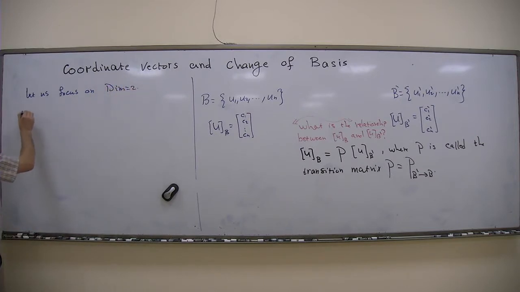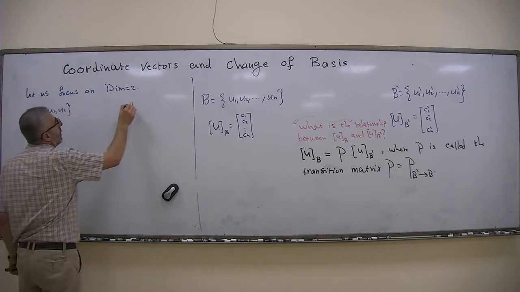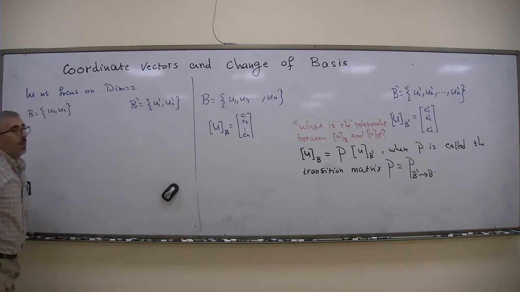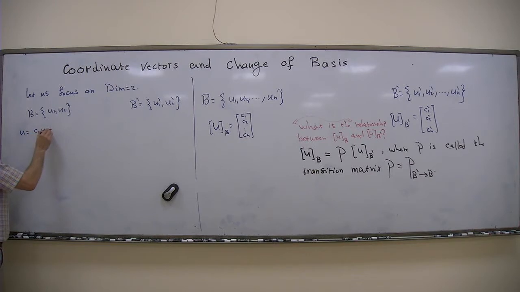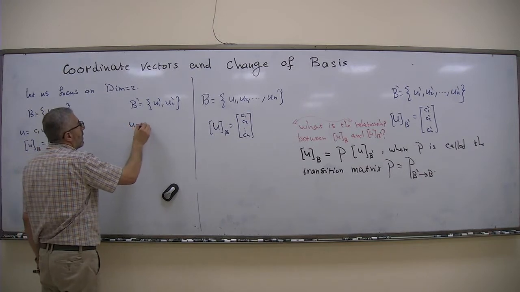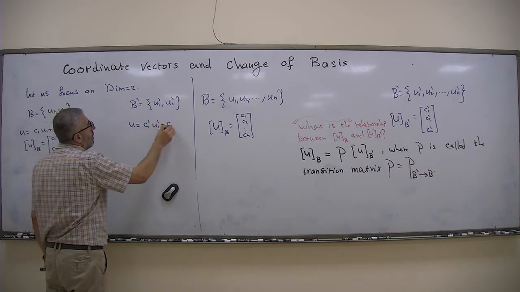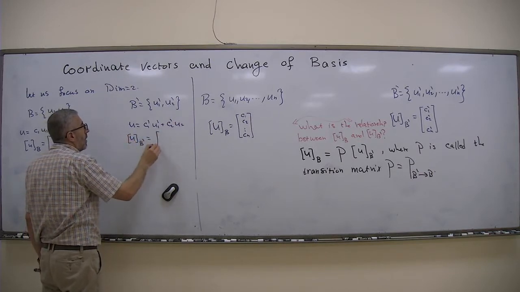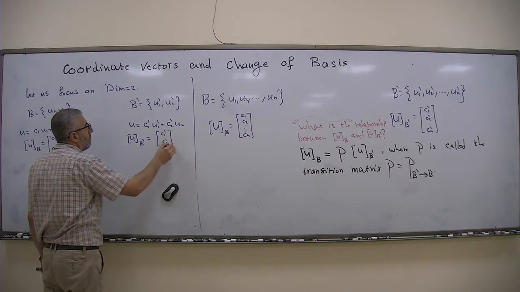So in this case, we have B, u1, u2, and we have here B prime, u1 prime, u2 prime. Okay? Now, a vector u can be written as a linear combination c1 u1 plus c2 u2, and the coordinate vector of u with respect to B is c1, c2. Here, again, u can be written as c1 prime u1 prime plus c2 prime u2 prime, and the coordinate vector of u with respect to B prime is c1 prime, c2 prime.